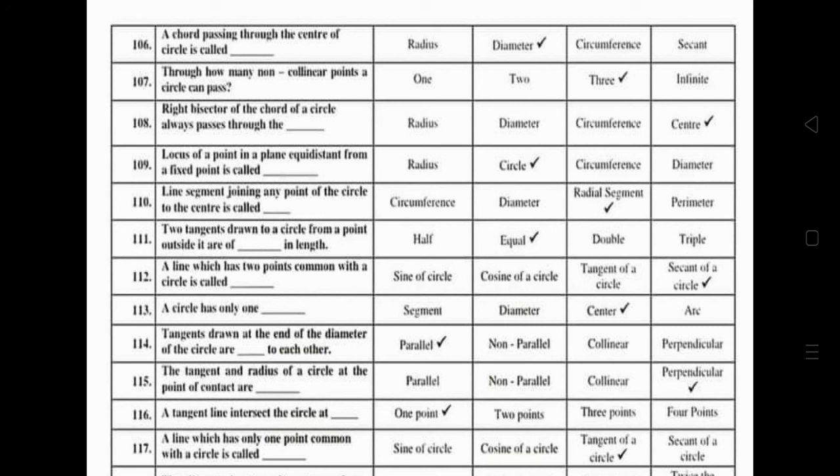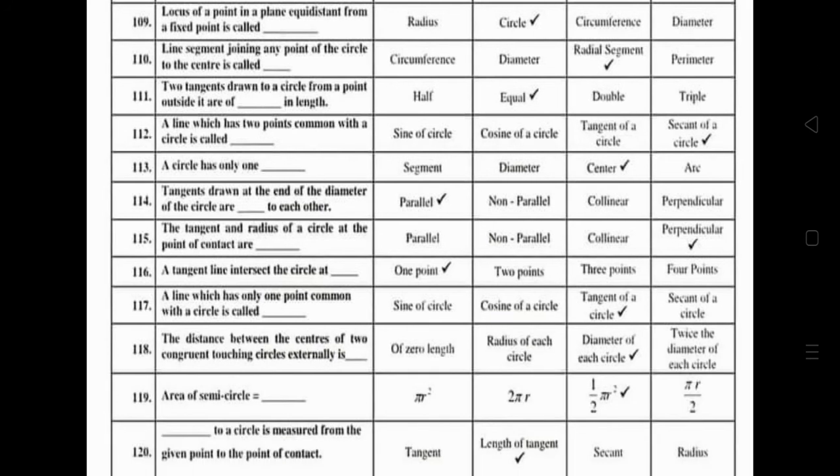A line which has 2 points common with a circle is called secant of a circle. A circle has only one center. Tangents drawn at the end of the diameter of the circle are parallel. The tangent and radius of a circle at the point of contact are perpendicular. The tangent line intersects the circle at 1 point. A line which has only 1 point common with a circle is called tangent of a circle.